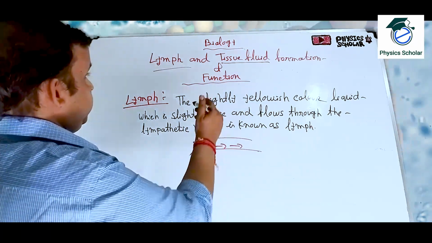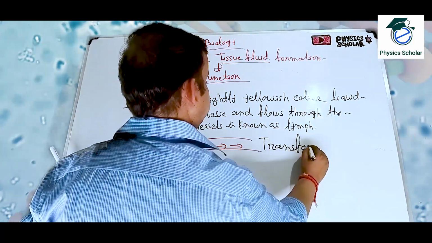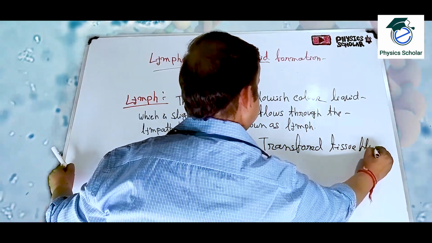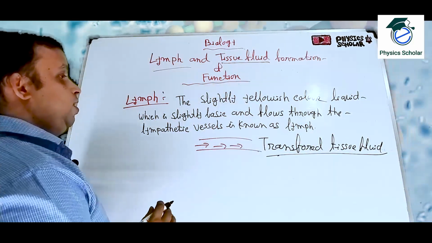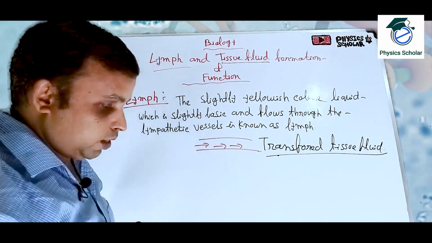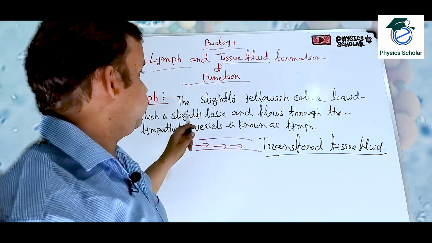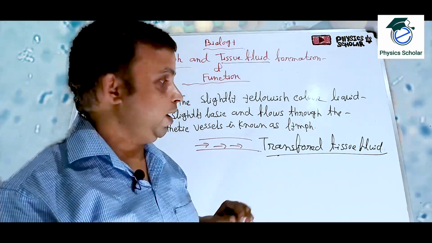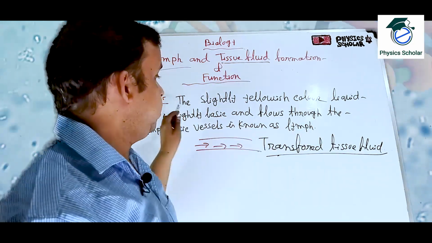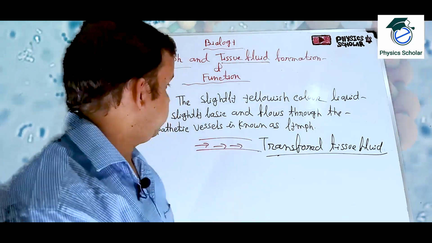Okay, and basically it is also known as transformed tissue fluid. Clear? So what can we say as the definition of lymph? The slightly yellowish color fluid which is slightly basic in nature and flows through the lymphatic vessels is known as lymph, and lymph is one type of transformed tissue fluid. Clear to all of you?